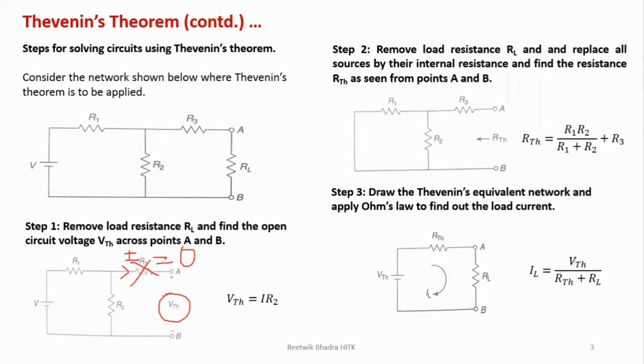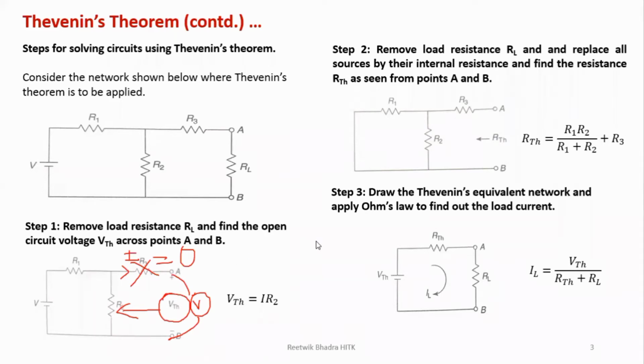Okay, so what will be VTH? If I connect a voltmeter over here, what will VTH be? VTH will be the drop across this R2. If there is a current flowing through R3, then it would have been IR2 plus IR3, or IR3 minus IR2, whatever may be the polarity, we'll look into that.